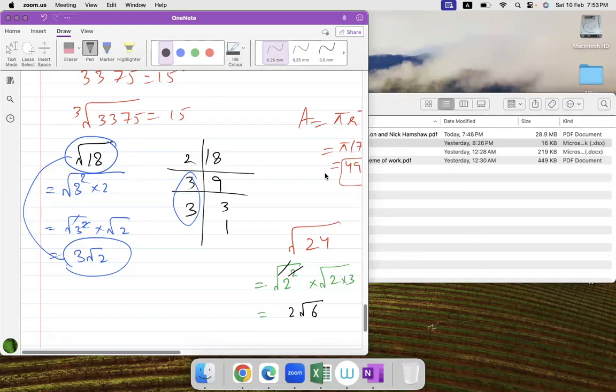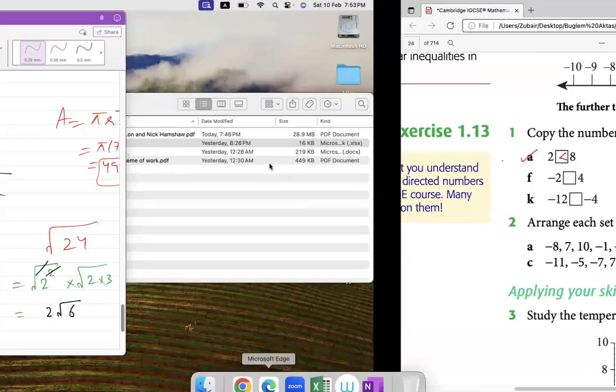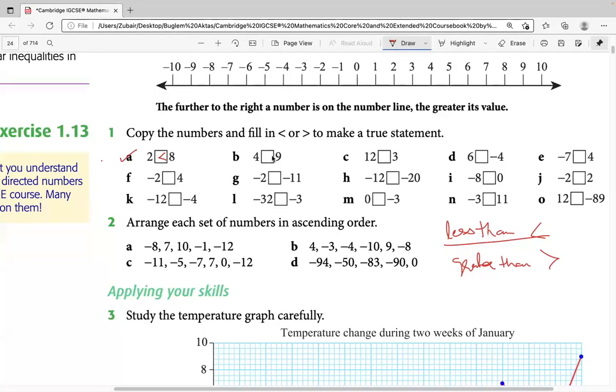Okay. So what would it be in B part? Is this correct? Exercise 1.13. Is B correct? No. So what about K part? Does minus 12 mean less than minus 4 or greater than minus 4? It is less than minus 4. Is less than.